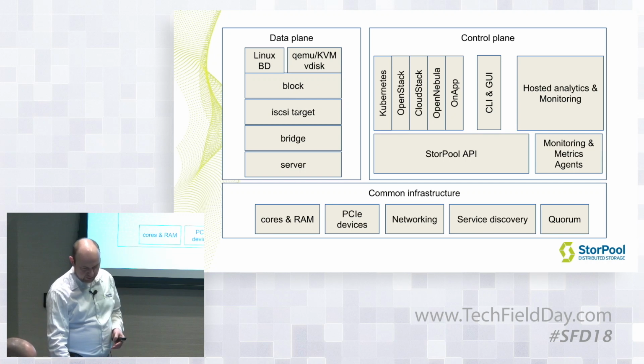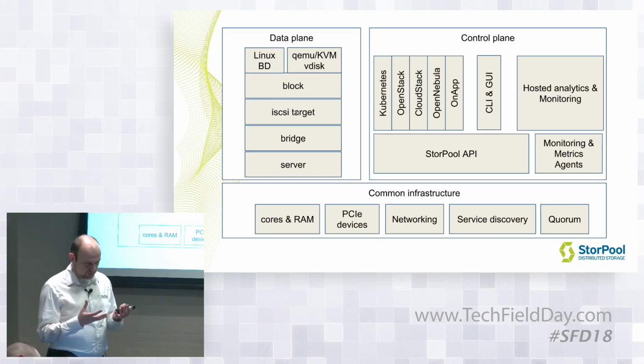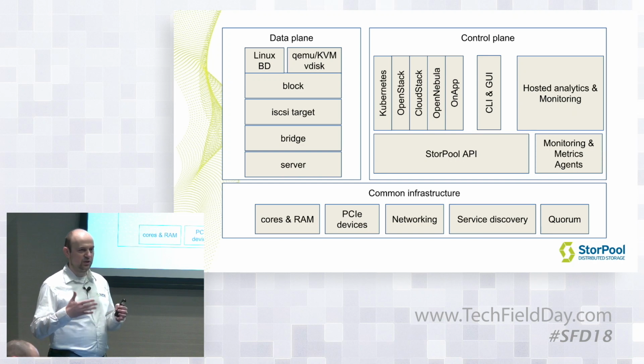And the iSCSI target, in terms of the internals of the storage system, is a client for the storage system. So it knows where data is in the cluster, it talks to servers, and on the other side, instead of exposing a local block device like StorPool block, it exposes an iSCSI target, right? And you can connect to that target.